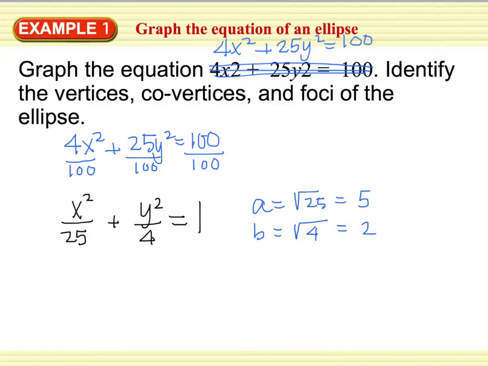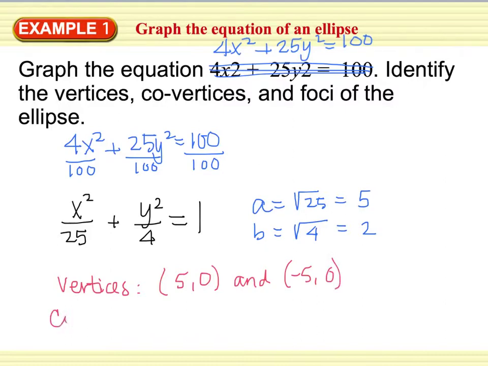So based on that, I can come up with vertex points at 5, 0 and -5, 0. I'm going to have co-vertex points at the points 0, 2 and 0, -2.